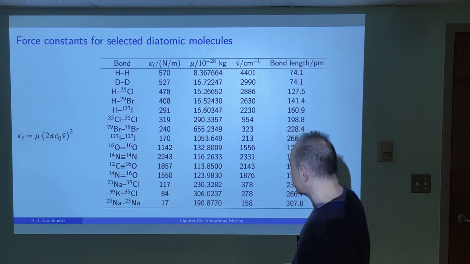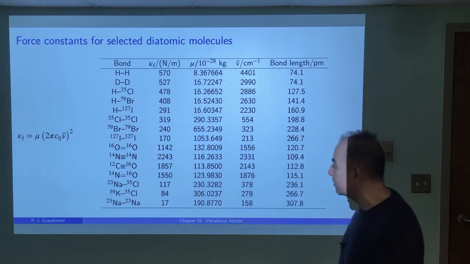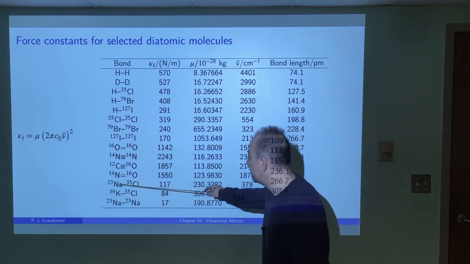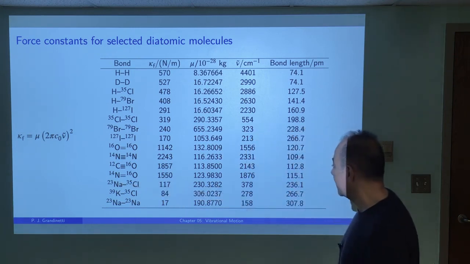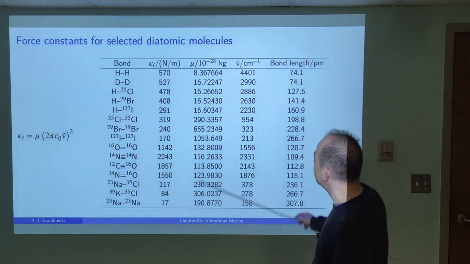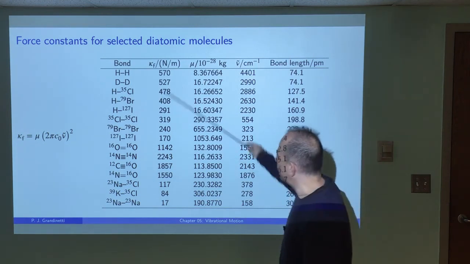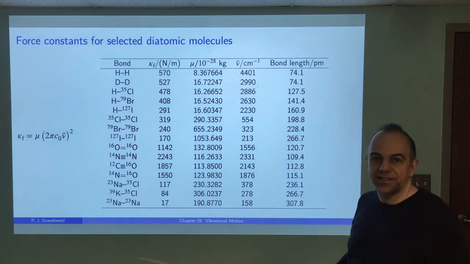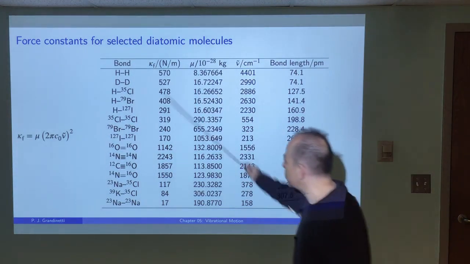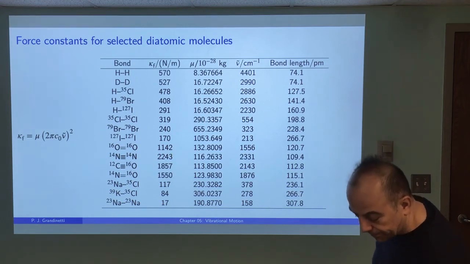Then you see the weakest ones here are the metal bonds, the sodium-sodium metal bond. And above that are the ionic bonds, say between sodium and chloride or potassium and chloride. So all of that makes sense. If you measure the vibration frequencies for these diatomics, you can calculate force constants, and it's all consistent with our picture of the bonding strengths for these types of systems.